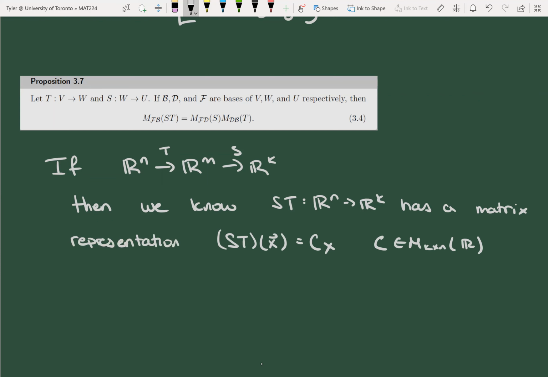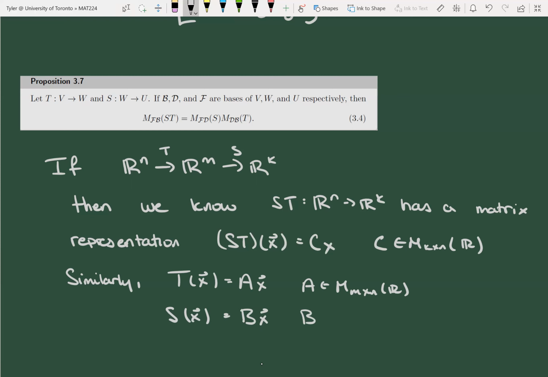Now, because S and T are both linear transformations, they also have matrix representations, right? So same sort of story. T of x equals Ax for some A in R m by n, and S of x equals Bx, B in R k by m. Okay?